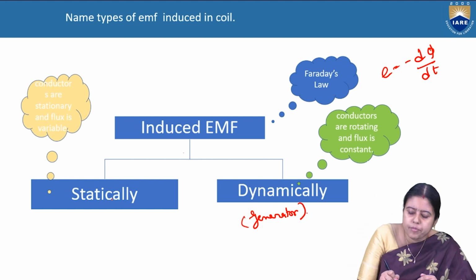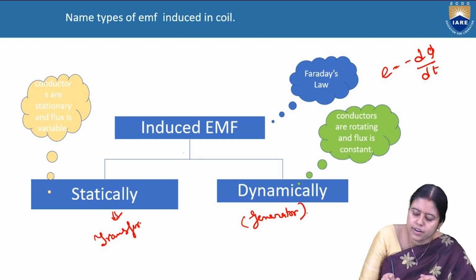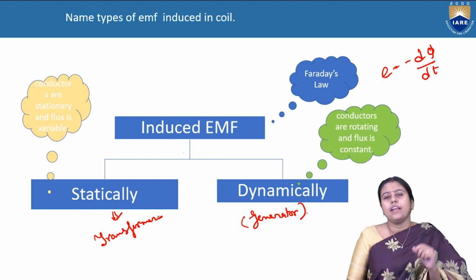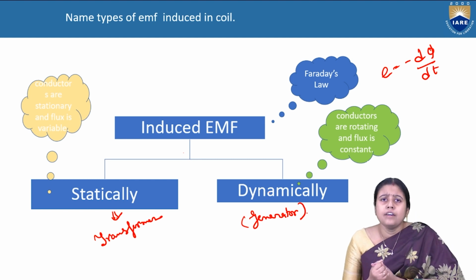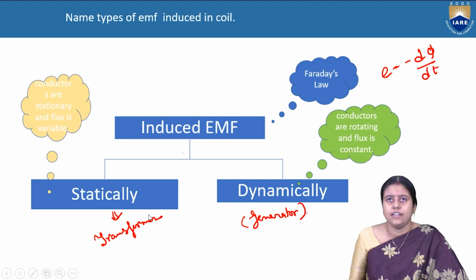What is an example of statically induced EMF? The transformer. In the transformer, what happens? The flux is moving but the conductors are stationary.